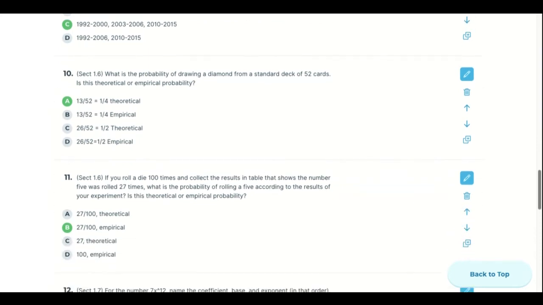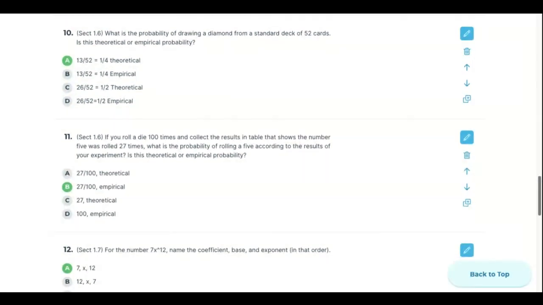Okay, moving to number 10. What is the probability of drawing a diamond from a standard deck of cards? Is this theoretical or empirical probability? The thing that is missed most heavily, and again, these are questions that I put in your activities, the things that are missed quite a bit, like the thing about the degrees, the thing about the compound interest, the thing about is it theoretical or empirical. Those are the things you're going to see keep popping up in the activity. Get you to understand it by the time you take the test.